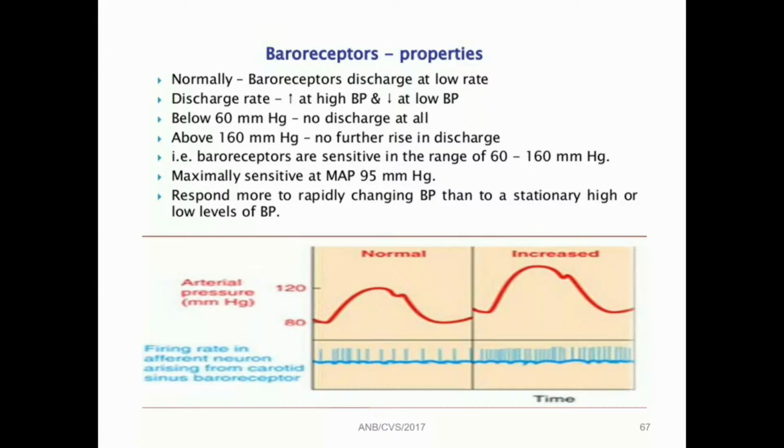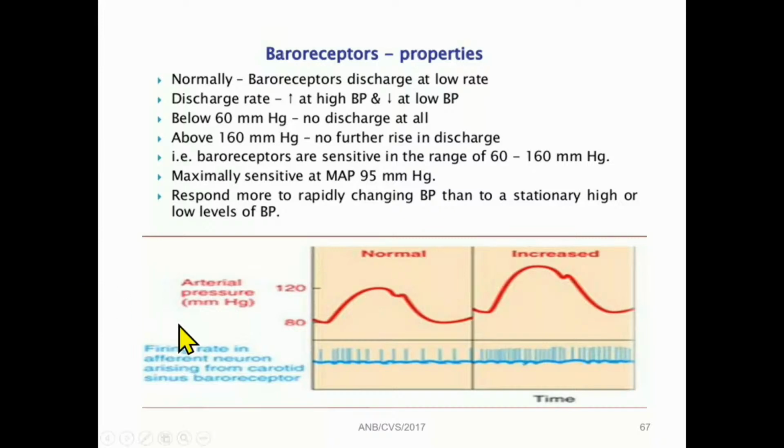What is this mean arterial pressure? If you remember, this is the average pressure remaining in the blood vessel during one cardiac cycle. It should be in the range of 95 to 100 mm of mercury. Baroreceptors are maximally sensitive at a mean arterial pressure of 95 mm of mercury, and respond more rapidly to changing blood pressure, that is, the pulsatile nature of the blood pressure, than to stationary high or low levels of blood pressure.